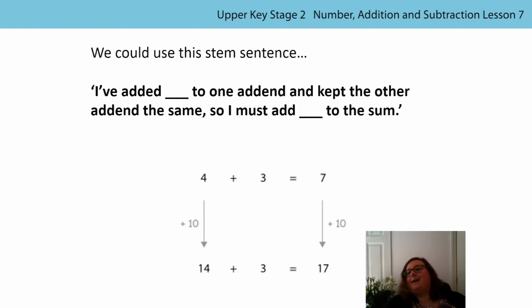We can use this stem sentence to talk about what's happened. So in this example, I've added 10 to one addend and I've kept the other addend the same. So I must add 10 to the sum. Can you pause the video and go back to your previous calculations and practice using the stem sentence to explain what's happened each time?